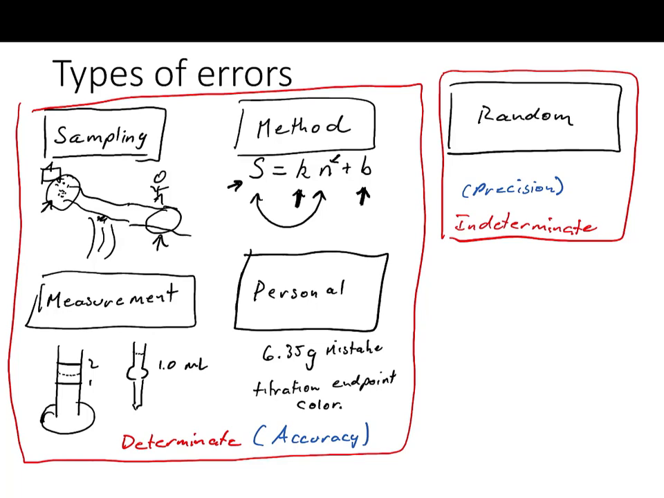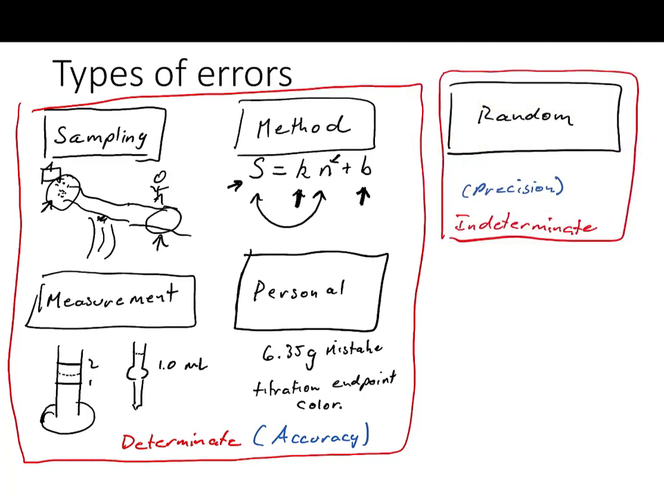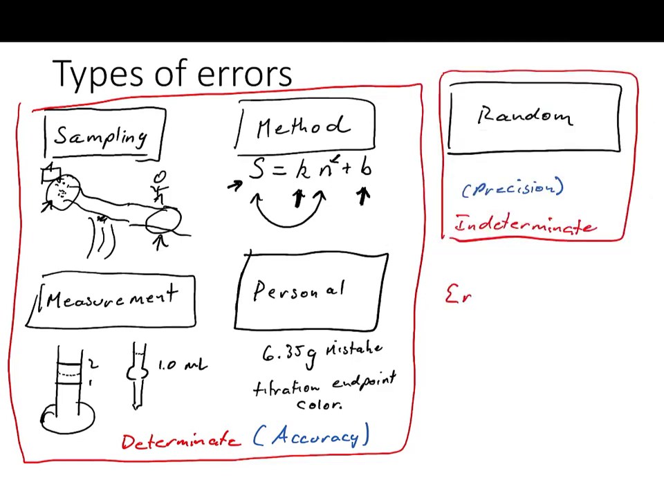Okay. So 5 different types of errors. We can categorize them into determinate and indeterminate classes. The determinate errors influence our accuracy, and the random errors or the indeterminate errors influence our precision. The last thing that I want to mention here is the subtle difference between error and uncertainty.